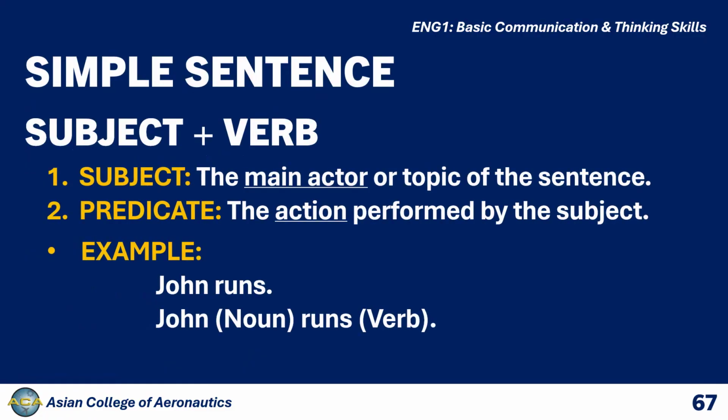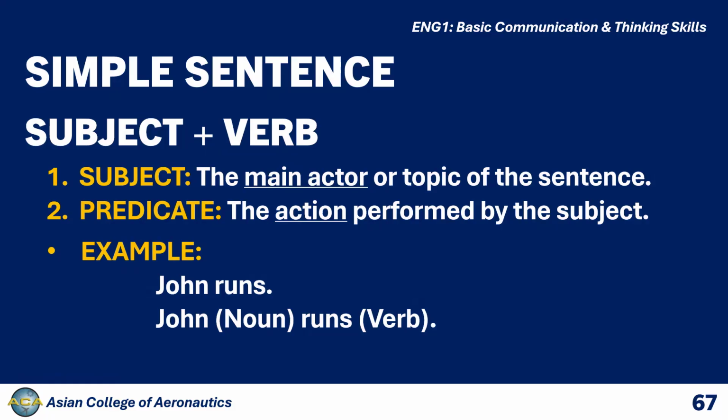The subject or the noun is the main actor or topic of the sentence. So, for example, in the sentence "John runs," John is the main actor. John is the topic. Next, we have the predicate. It is the action performed by the subject. So basically, the predicate is the action word. In "John runs," since run is an action word, run is the verb.